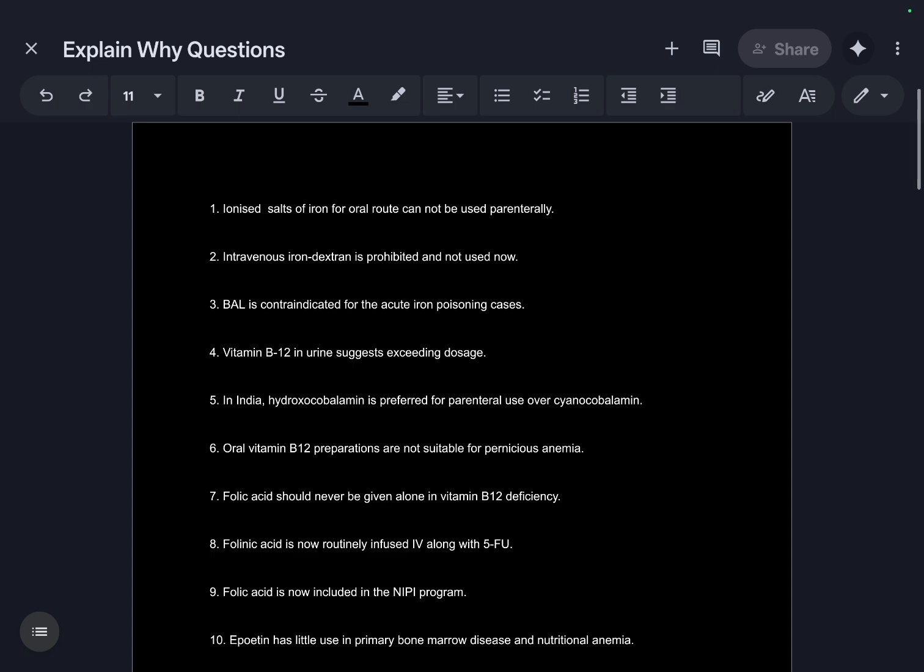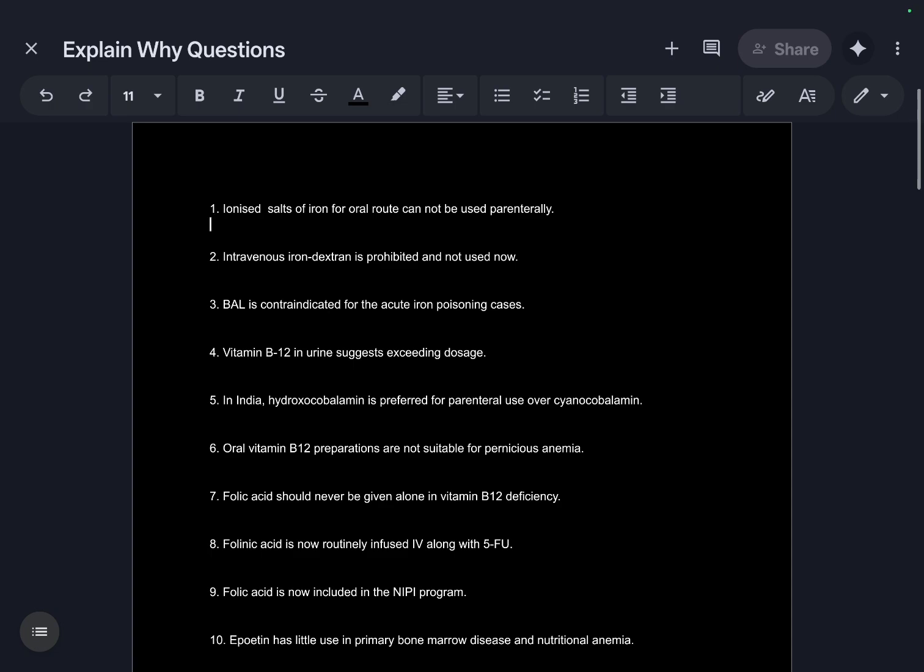But folinic acid is also used as a rescue agent to protect normal cells in case of methotrexate therapy. That is a different mechanism. Here it is different. Let's move to the next question.